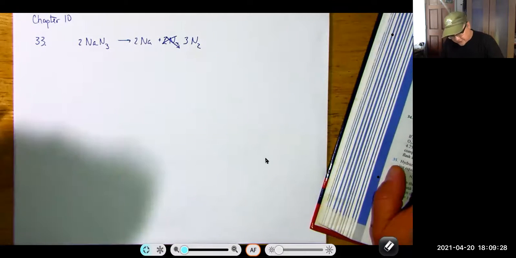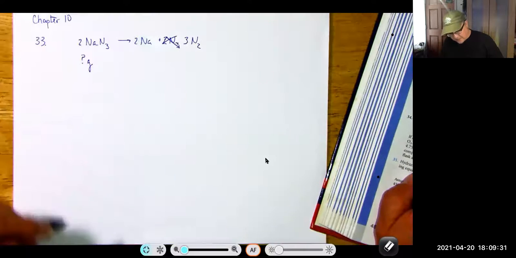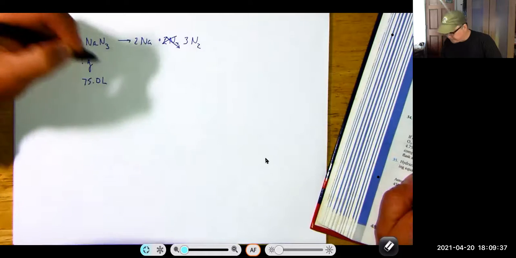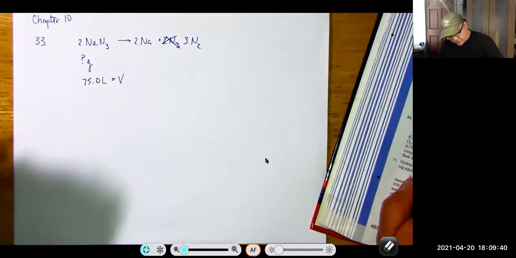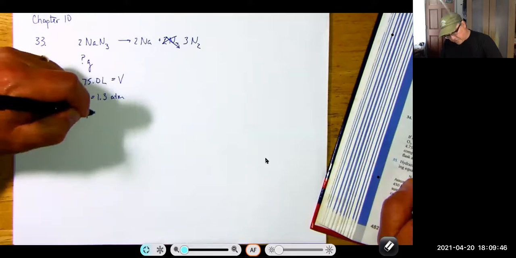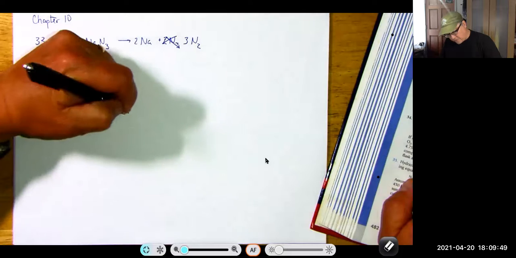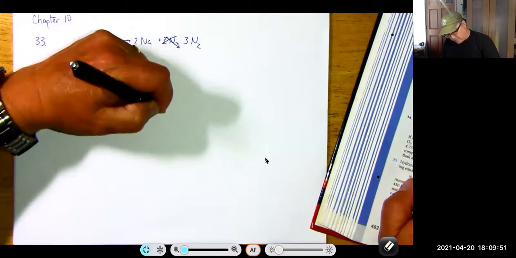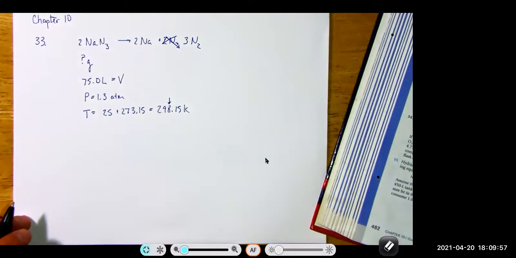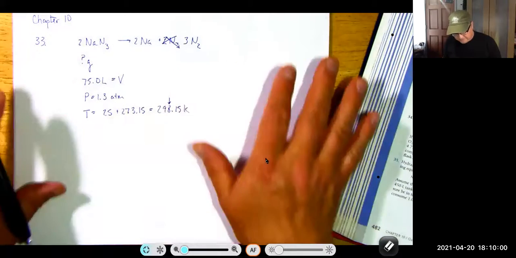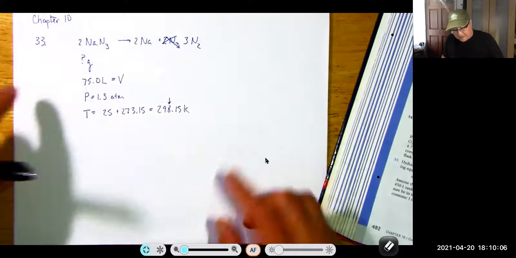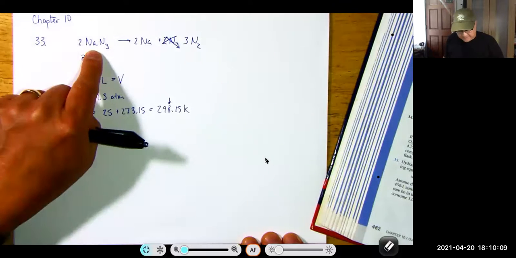And the question is, how many grams of this will allow us to have a 75.0 liter volume and a pressure of 1.3 atmospheres and a temperature of 25 plus 273.15 K for 298.15 K. Right, and it's the ideal gas law. Right, and so there's nothing changing, right? Yeah. And this isn't one of those things where these are all gases and we're trying to figure out how many liters of something.